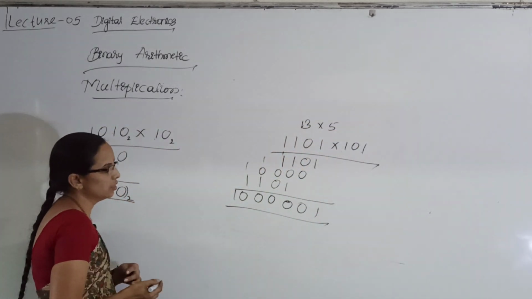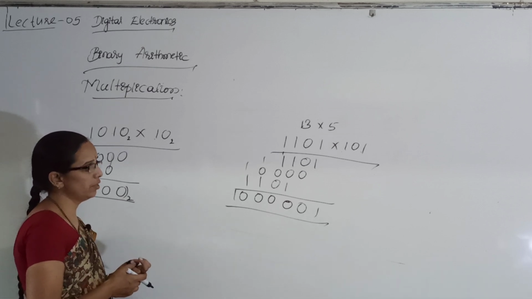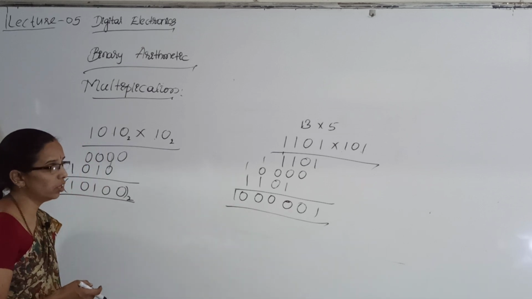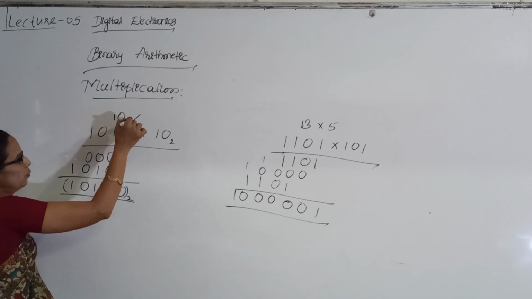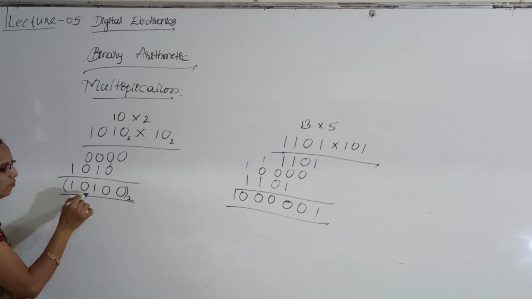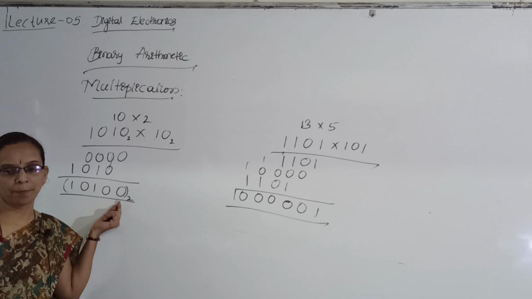How much should you get? 13 into 5 should be 65, and it is 65 we have got. If you want, convert this and check. And this is 10 into 2, 20. We have got 20 here. If you want, convert this and check. Okay.